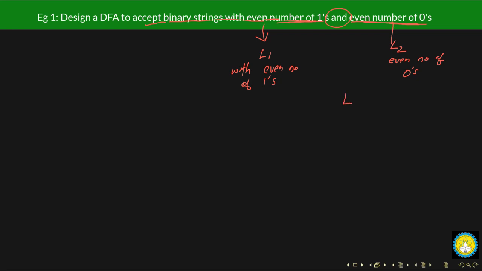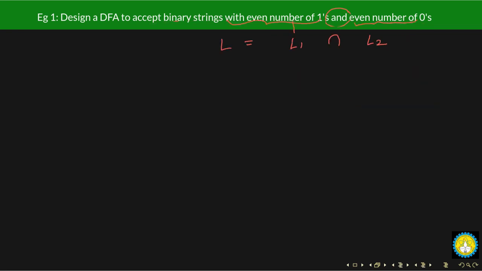So our original language is going to be an intersection of L1 and L2. So L1 intersection L2 will provide us L. So we want to design for this language. So what we can do is design for L1 separately and then for L2. And then there are some standard procedures for converting that DFA into the language that is required for L. So let's look into it.